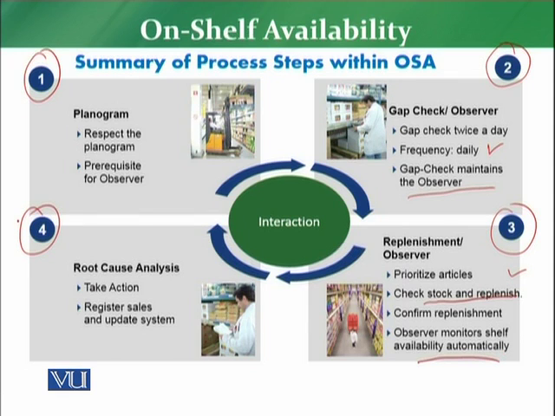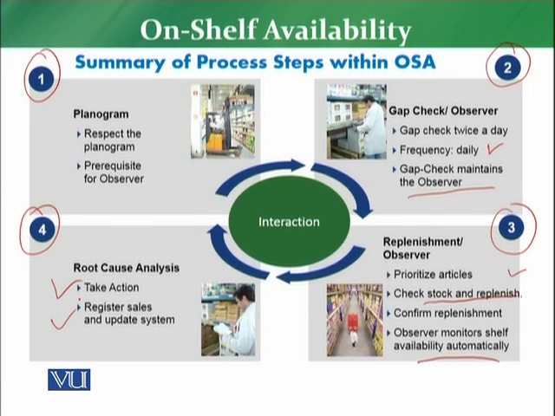And the fourth part was the root cause analysis, because unless you do this root cause analysis, you will never be able to find out the problem, and you will never be able to solve that gap problem, and that gap will appear again and again in the business. That should not be there. So on this root cause analysis, you have to take action, and then you have to register sales and update the system.